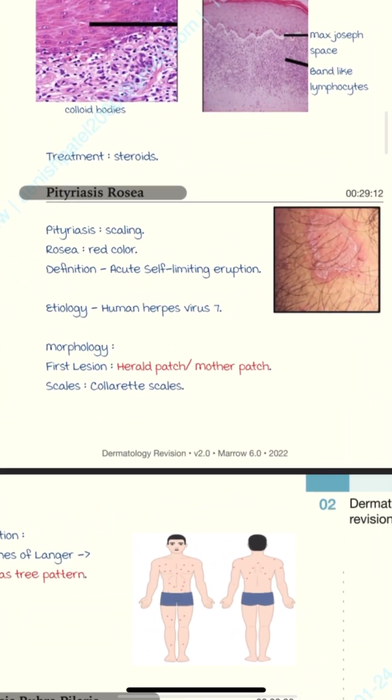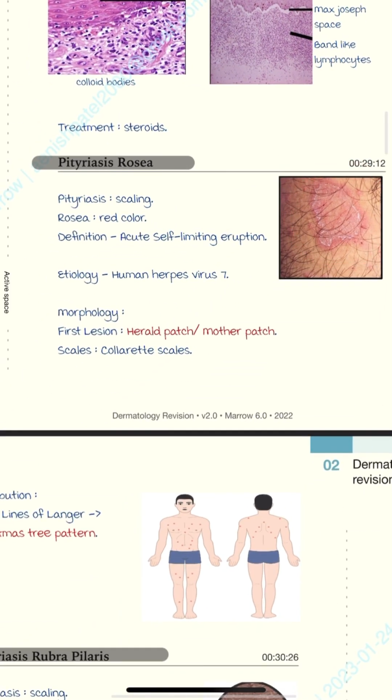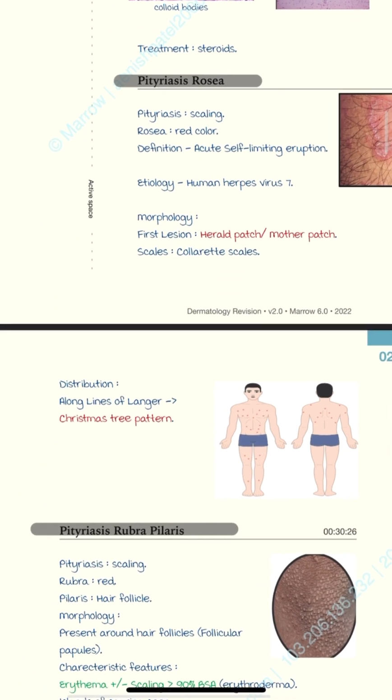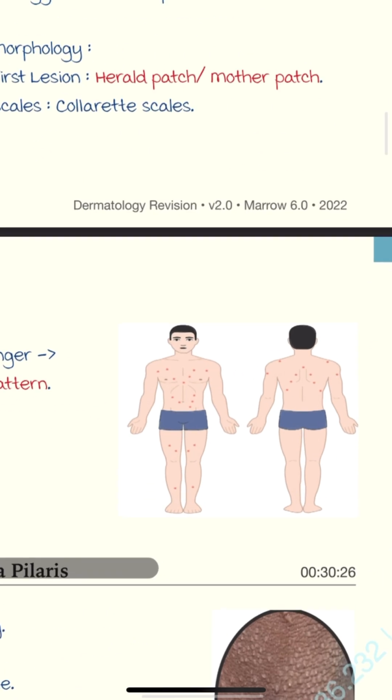Next topic is pityriasis rosea. It is scaling of red color. An acute self-limiting eruption is seen here. Morphology: the first lesion is the herald patch or mother patch. Scales are collarette scales, and it is distributed along the lines of Langer in a Christmas tree pattern.